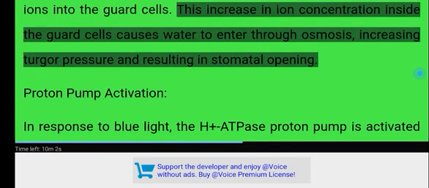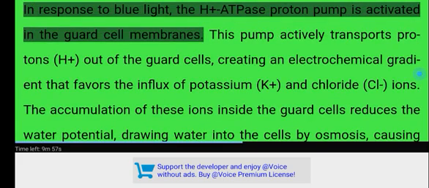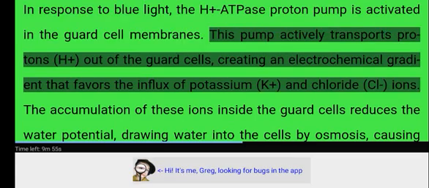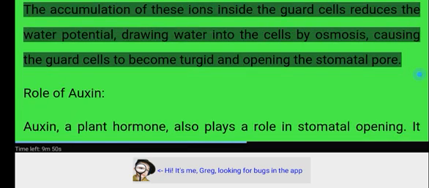This increase in ion concentration inside the guard cells causes water to enter through osmosis, increasing turgor pressure and resulting in stomatal opening. Proton pump activation. In response to blue light, the H+ ATPase proton pump is activated in the guard cell membranes. This pump actively transports protons (H+) out of the guard cells, creating an electrochemical gradient that favors the influx of potassium (K+) and chloride (Cl-) ions. The accumulation of these ions inside the guard cells reduces the water potential, drawing water into the cells by osmosis, causing the guard cells to become turgid and opening the stomatal pore.